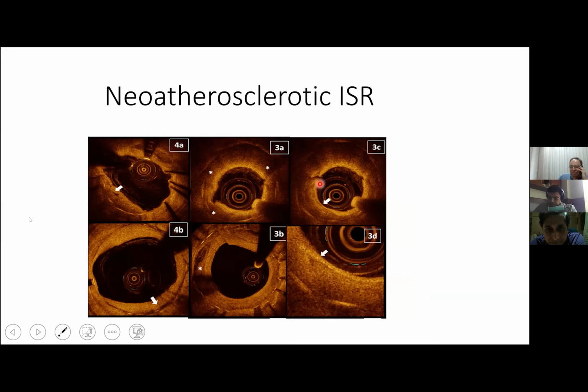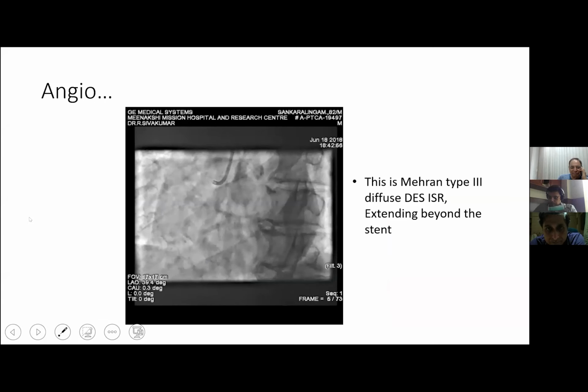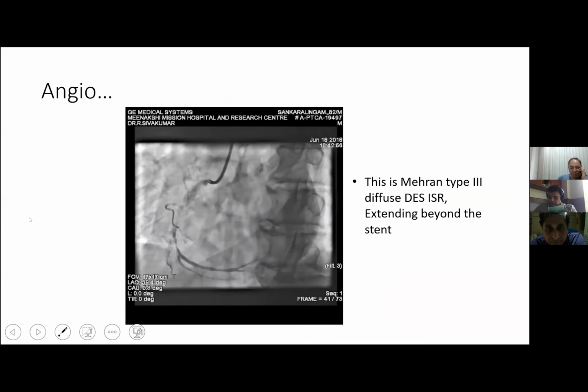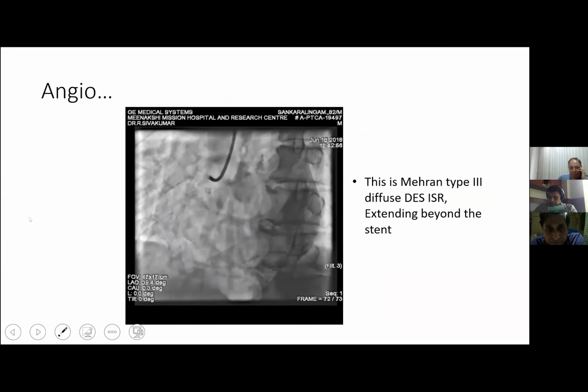I think this is a thin cap fibroatheroma. I think this is a macrophage. So they have demonstrated macrophage and thin cap fibroatheroma in ISR. They have demonstrated a lipid, a microvessel, and a peristent low-intensity area. So I call it neo-atherosclerotic ISR.